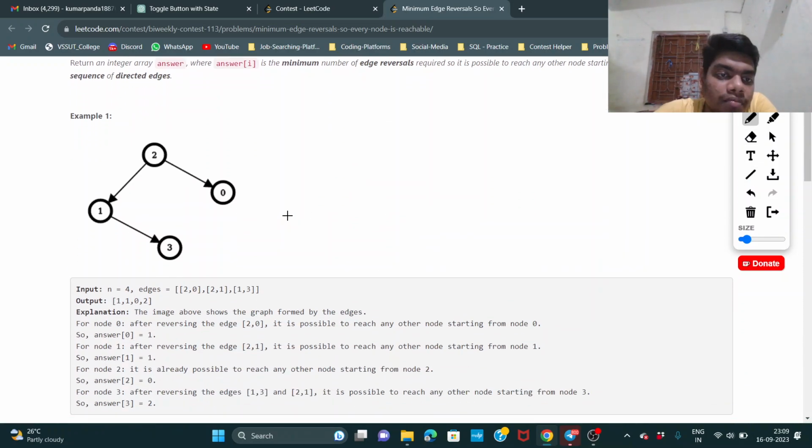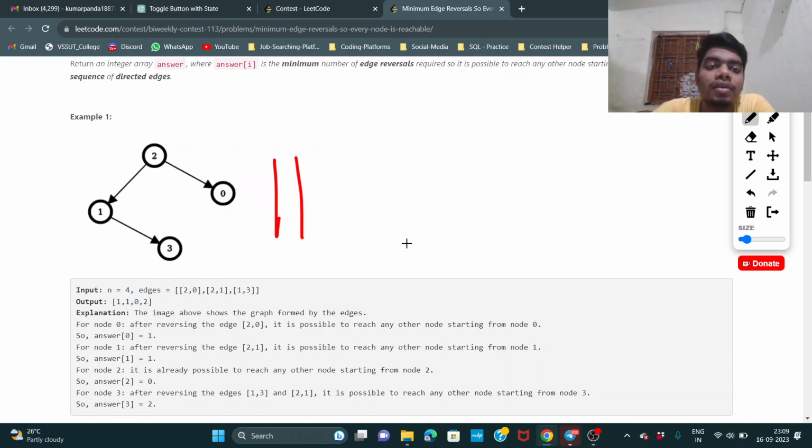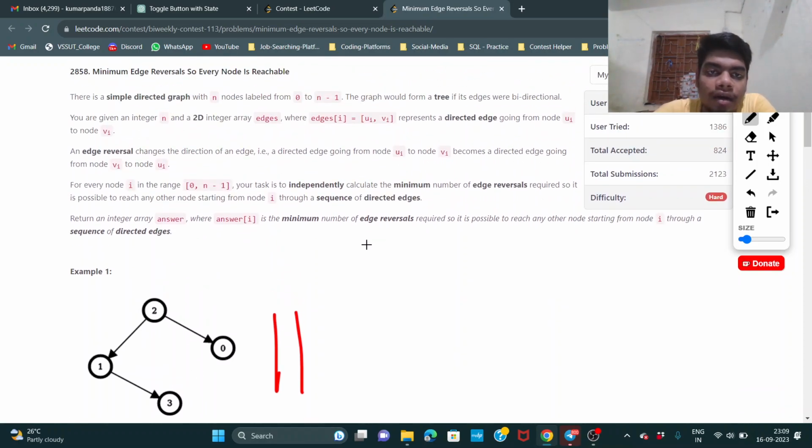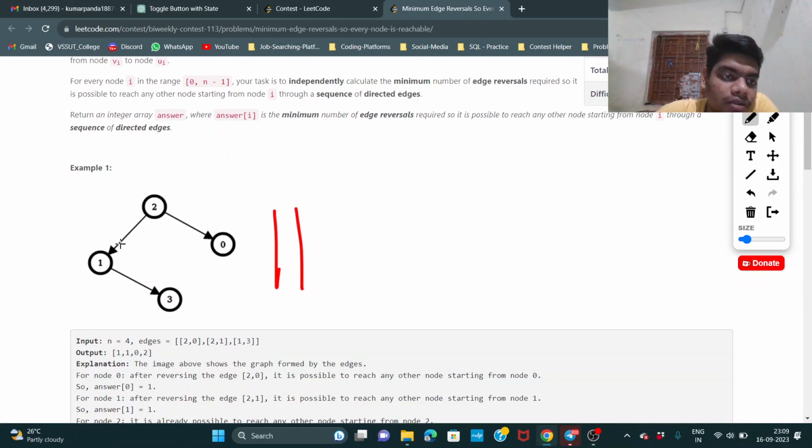In this problem you are given a directed graph, with edges like 2 to 1, 1 to 3, and so on, and you have to tell the answer for each node. If the root of the tree is 2, then from 2 you can go to 1, and then you can come to 3, and from 2 you can come to 0.